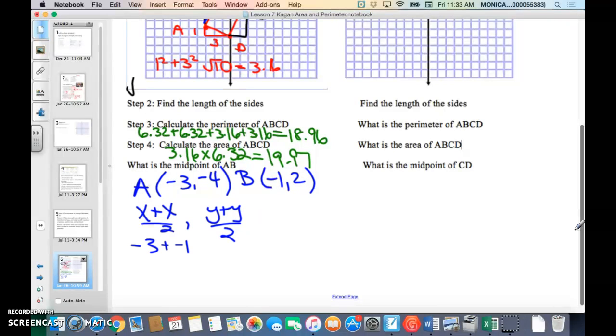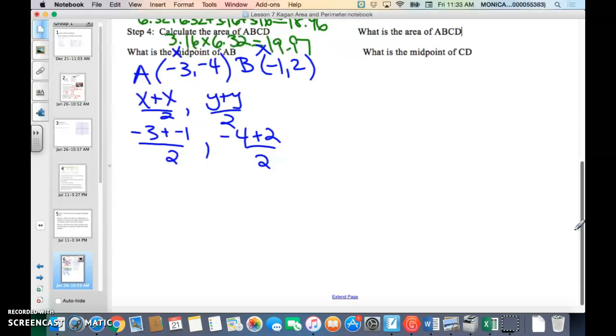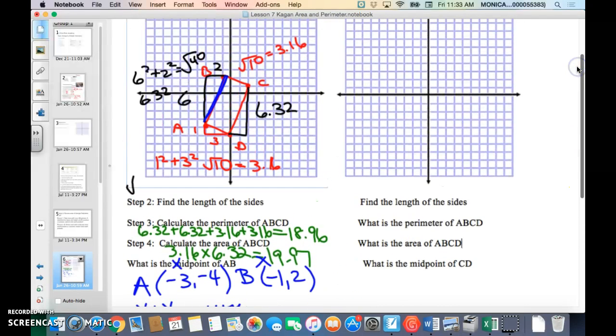-3 plus -1 divided by 2. This is x, x, comma, -4 plus 2. So where do I end up? This is -4 divided by 2, which is -2. -4 plus 2 equals -2 divided by 2, which equals -1. So I should end up at -2, -1. And let's go back to the picture and see if that makes sense. -2, -1. That's exactly where I predicted my midpoint to be.